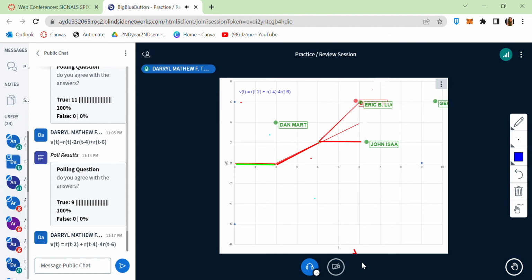Now, paano na yung behavior niya starting t equals 6? Meron tayong ramp of 2, and then yung panibagong ramp, may slope of 2 na tayo, pero yung panibagong ramp na idadagdag pa, minus 4 yung slope na idadagdag. So, paano na yung liko niya?